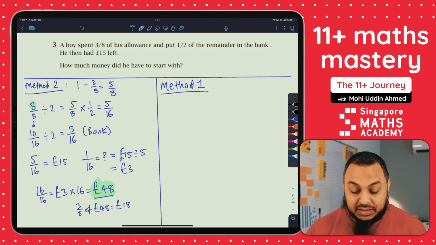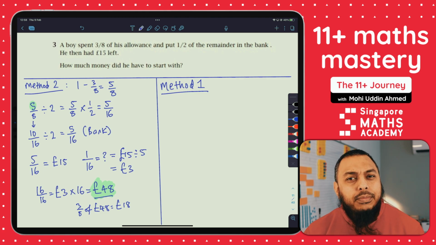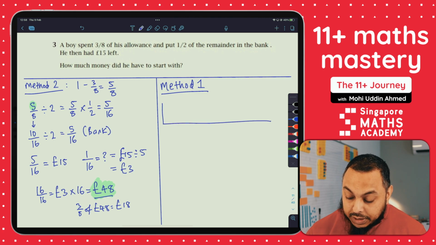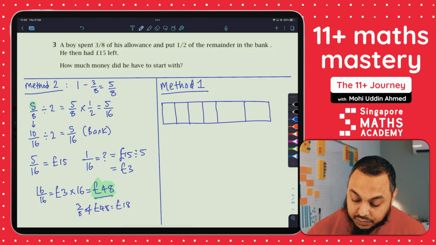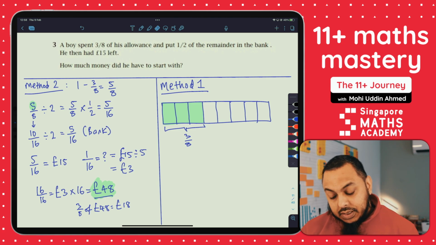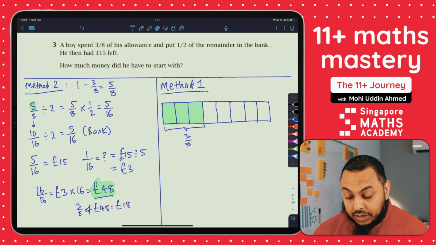So it says here, a boy spent 3/8 of his allowance. Can we show that using bars? Is that possible? Well, I'm going to try. Here's my bar. And I'm going to split that into eighths. That's about half. These are my quarters. And now I can split them into eighths. Perfect. These are my eighths. And I know the boy spends 3/8. So that's my 3/8. And so if he spent the 3/8, then how much has he got left? He's got 5/8 left. Great.